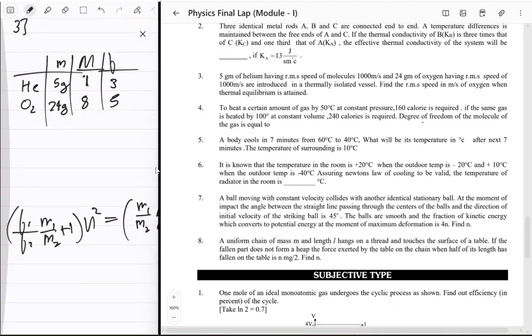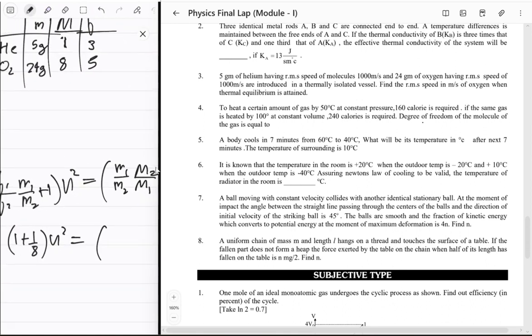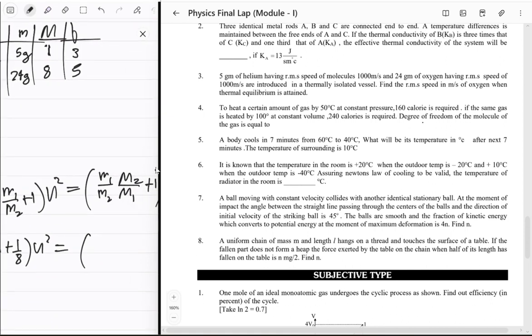So f1 upon f2 is just 3 upon 5, and 1 upon m2 is just 5 upon 24. So 3 upon 24 is 1/8. 1/8 plus 1 plus 1/8 of u square is just equal to, so m1 upon m2, that's equal to 5 upon 24, and then capital M2 upon m1, right? That's just equal to 8 upon 1. So 5 upon 24 times 8, 5 upon 3. 5 upon 3 plus 1 times v squared, right?